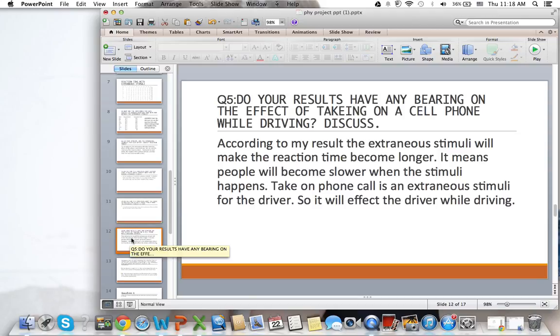Question 5. Do your results have any bearing on the effects of talking on a cell phone while driving? According to my results, the extraordinary stimuli will make the reaction time longer. It means people will become slower when the stimuli happens. Talking on a cell phone is an extraordinary stimulus for the driver, so it will affect the driver while driving.